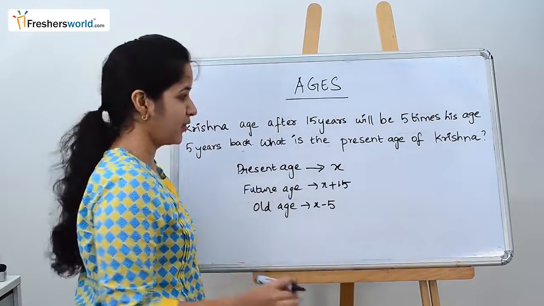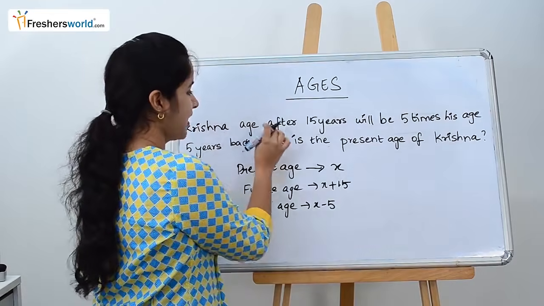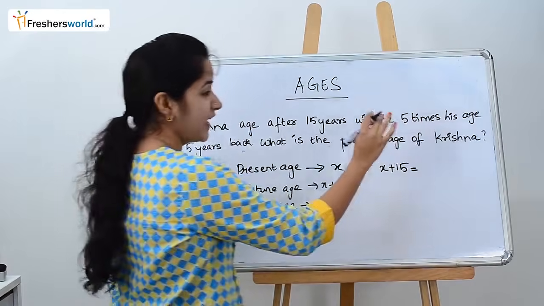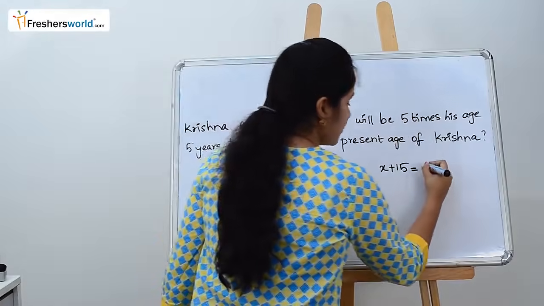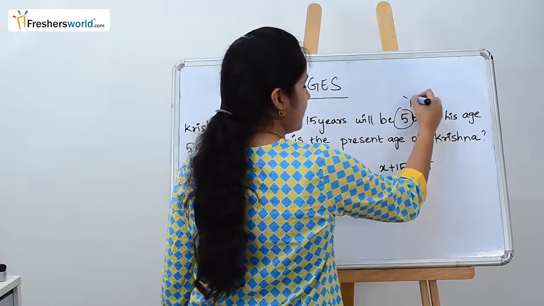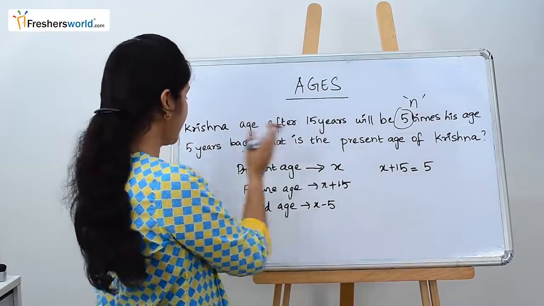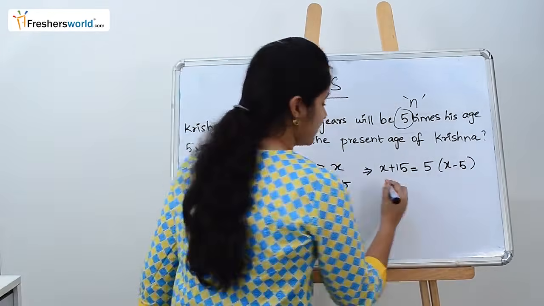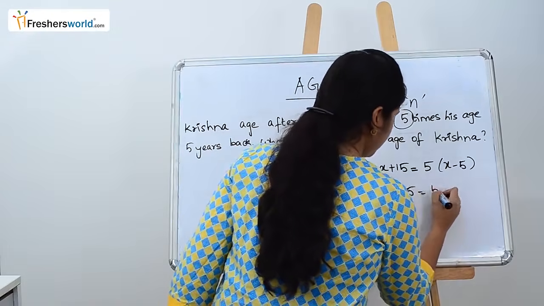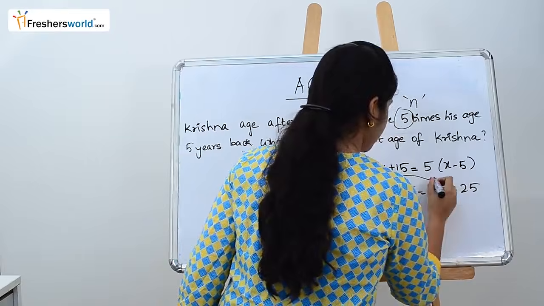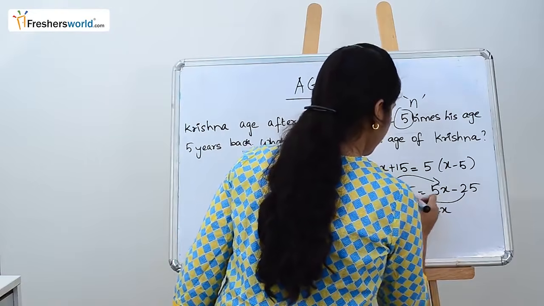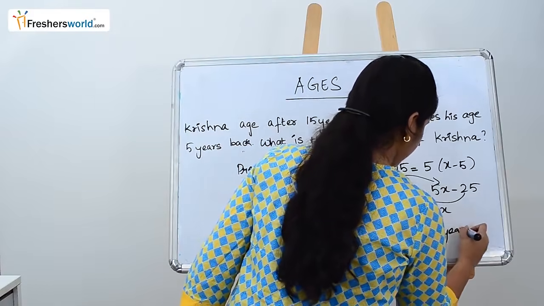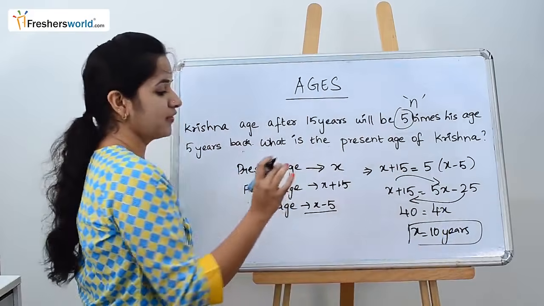Let's now create an equation. Read the question again. Krishna's age after 15 years, x plus 15, will be 5 times his age 5 years back. Remember that this is n times. So 5 times his age 5 years back, x minus 5. Let's solve this equation. x plus 15 is equal to 5x minus 25. Taking x to one side, it is 4x, and taking 25 to the other side, it is 40. So x is equal to 10. The present age of Krishna is 10 years.